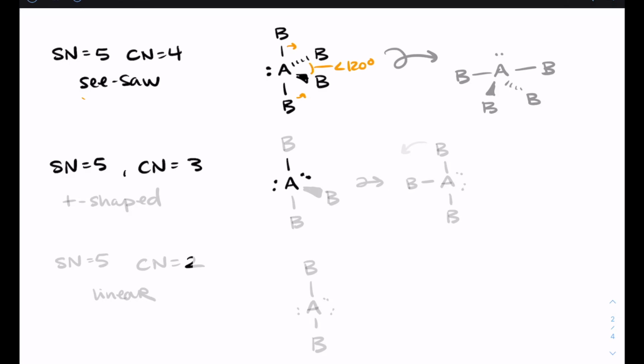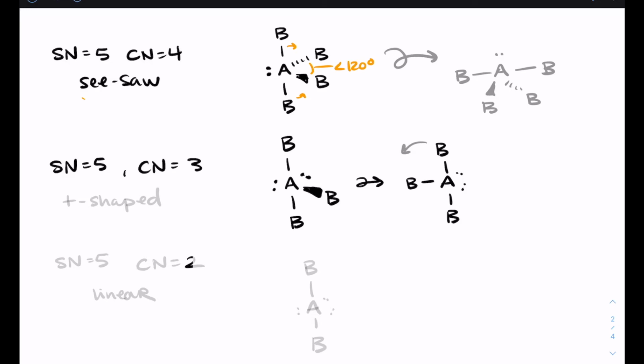All right, so steric number 5, coordination number 3. So I've replaced 2 spots with lone pairs. Now, the equatorial positions are still the biggest space, so both of my lone pairs go in equatorial positions. What I'm left with are B's in the axial positions, 1 in the equatorial position, and this is named T-shaped, which is kind of hard to see with the way that this has been put in here.